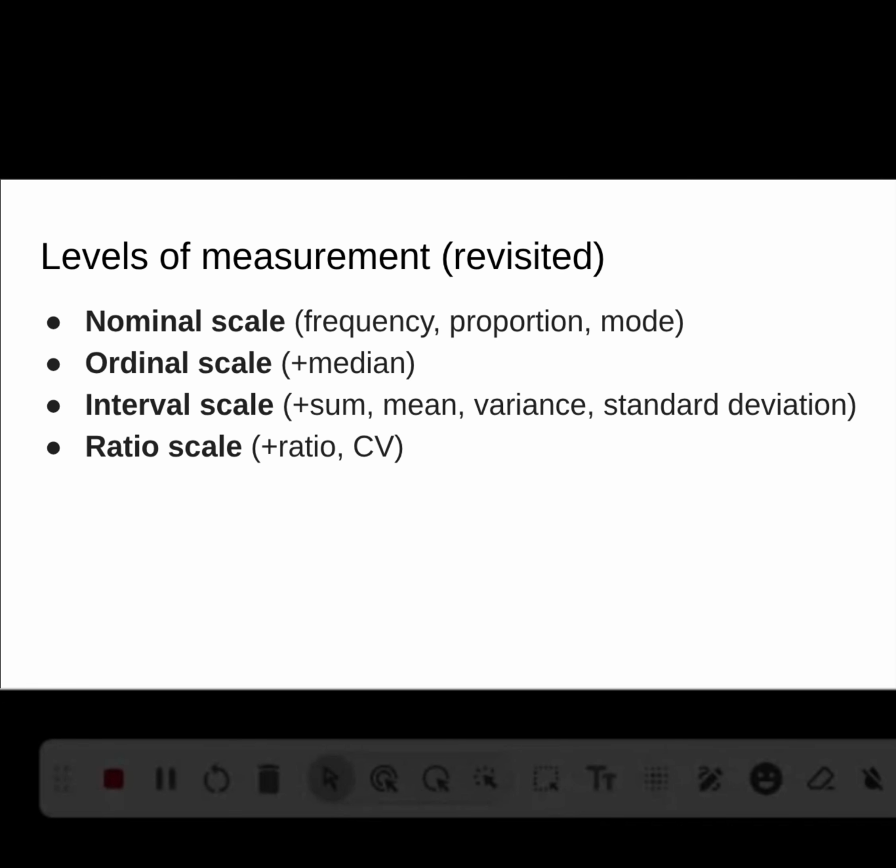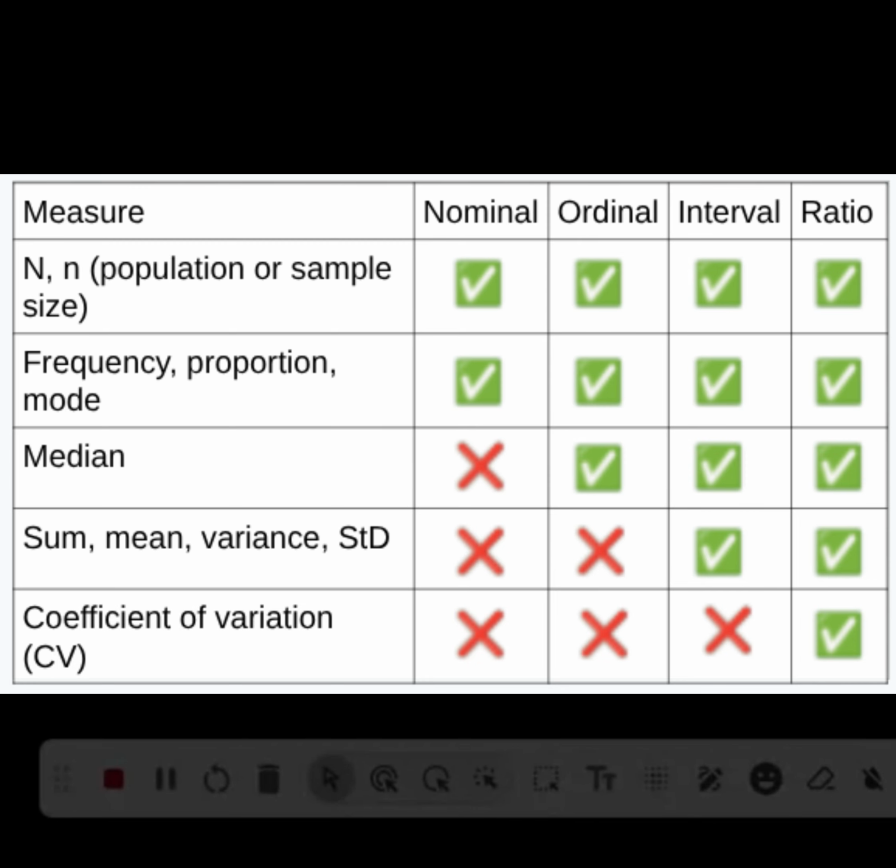With interval data, things change. Here we can do sums, calculate the mean, variance, and standard deviation, because the numbers are on a scale with equal intervals. But one thing we cannot use is coefficient of variation, or CV, because that's a ratio measure. And interval data doesn't have a true 0 point, which is needed for ratios to make sense. Finally, ratio data has equal intervals and a true 0 point, so you can use all the measures. Here's a table with an overview.